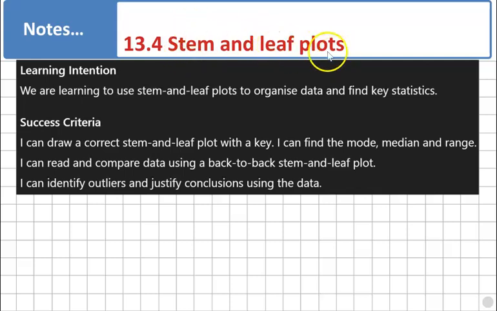Stem and leaf plots. Learning intention. We are learning to use stem and leaf plots to organize data and find key statistics.